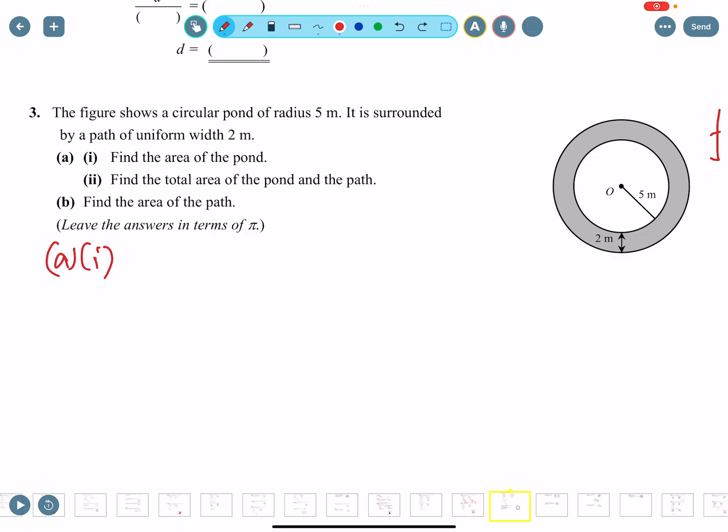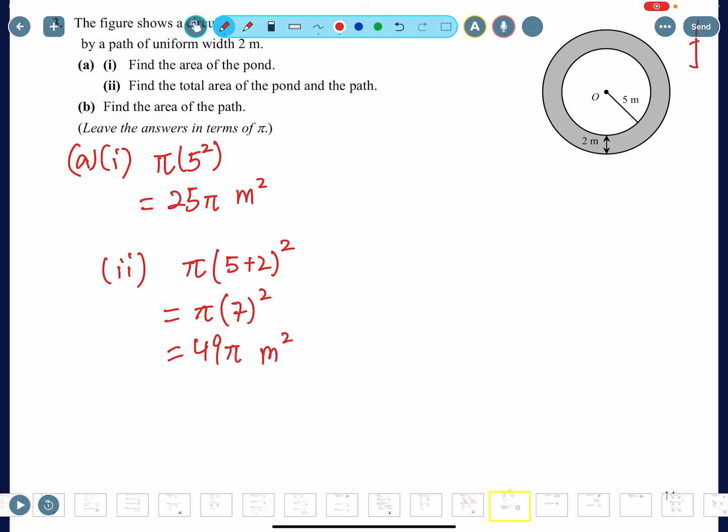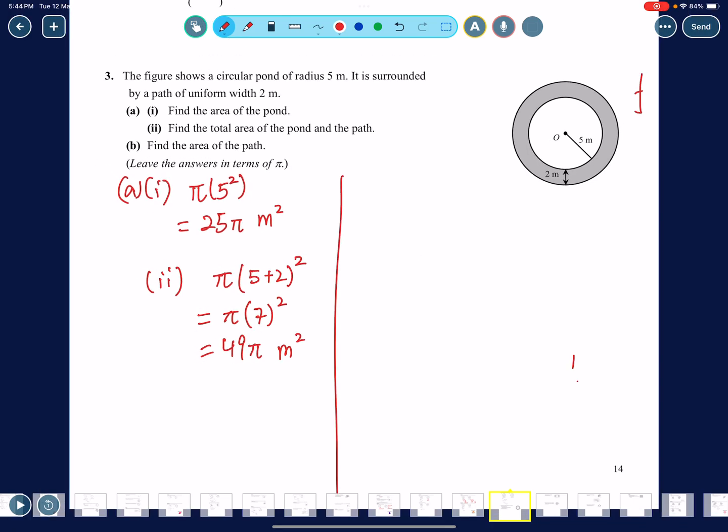The area of this circle here is pi times 5 squared. Leave your answers in terms of pi, so I'm going to leave it in 25 pi form. That's the area, 25 pi meters squared. Find the total area of the pond and the path. The larger circle includes both of them, right? The radius is increased to 7 instead of 5. So we have pi times 5 plus 2, squared. So 7 squared, which is 49 pi, in terms of pi again, so I'm not calculating pi, meters squared.